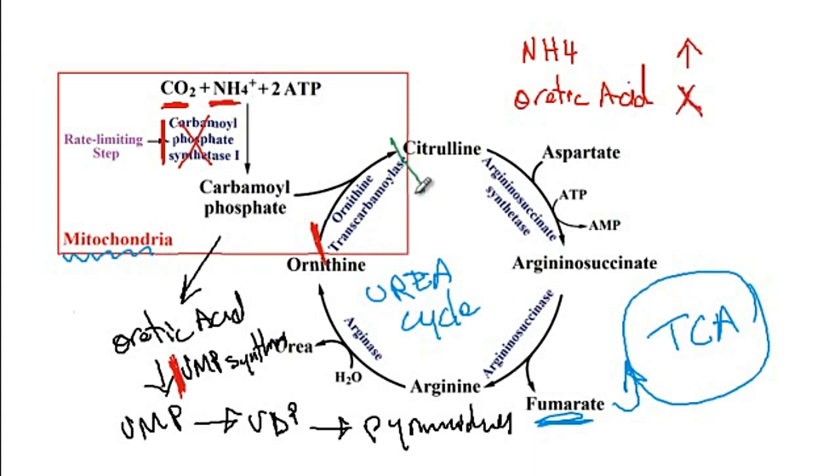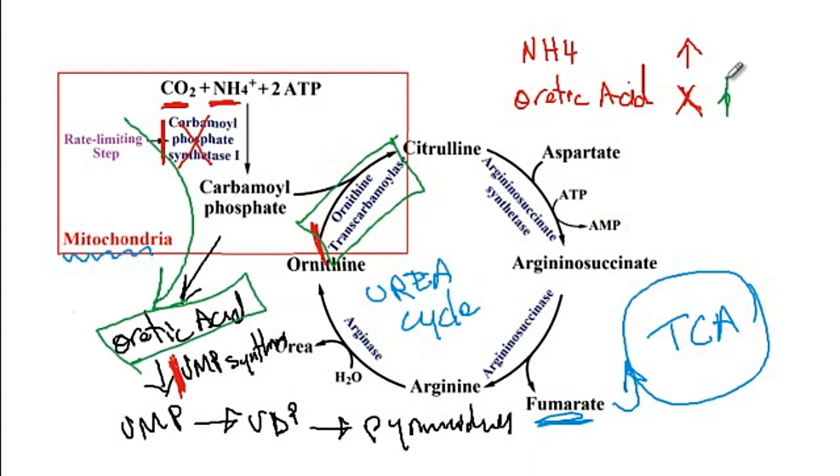With ornithine transcarbamylase, what happens is that the reaction will keep on going to the other side. Since carbamoyl phosphate cannot any longer enter the urea cycle, the reaction will keep on going to the production of orotic acid. So orotic acid will increase in these patients. And since the reaction cannot enter the urea cycle, which is also connected to the TCA cycle, the levels of ammonia also increase.